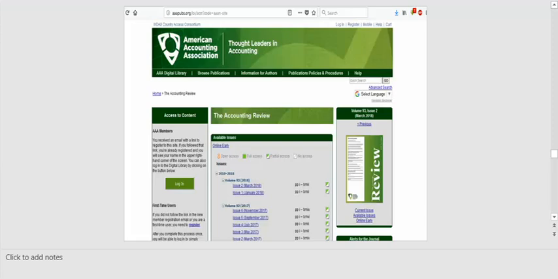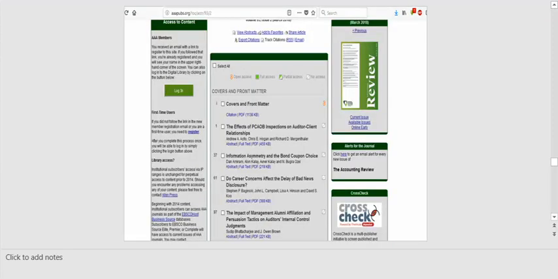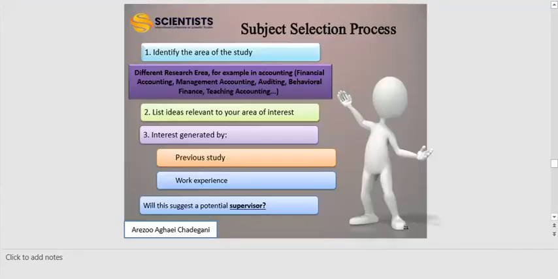This is the website of the Accounting Review. The Accounting Review is a top-ranking journal in the accounting major. When you visit the website of the journal, you need to find the latest issue. When you find the latest issue, you can review the articles and papers that were recently published, and you can find the subject based on these articles.